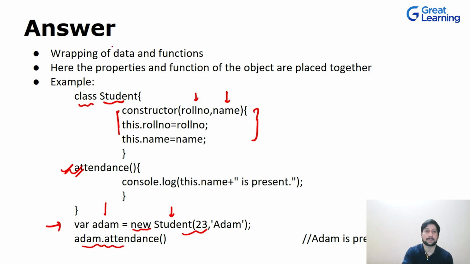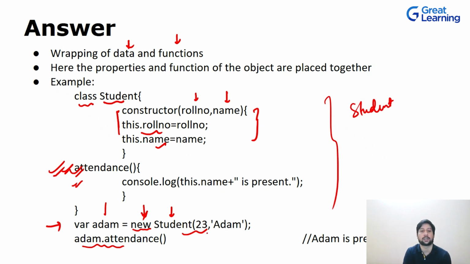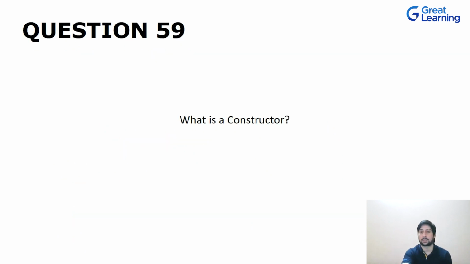So encapsulation is nothing but wrapping your data and functions. Here the properties and functions of the object are placed together. So you have your properties, roll number and name, and attendance is your function or method, and they are wrapped up together and treated as one object. So this is the class student, and we have used the new keyword to create the object. Now what is a constructor?